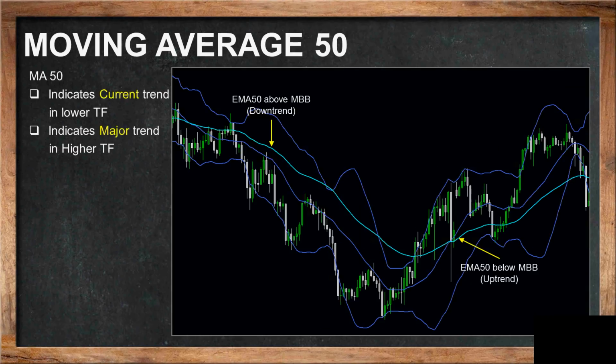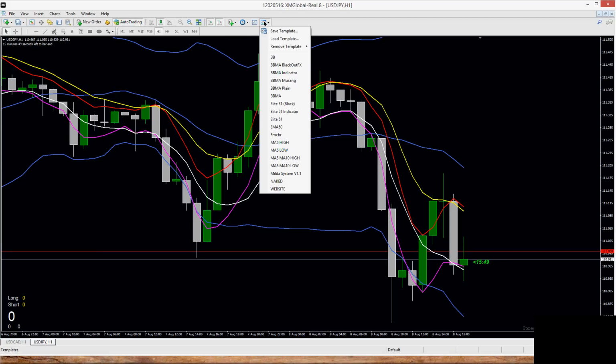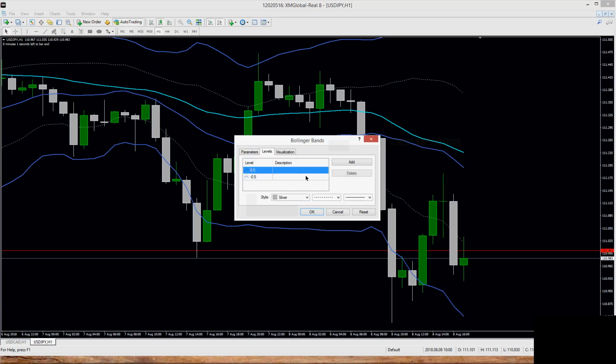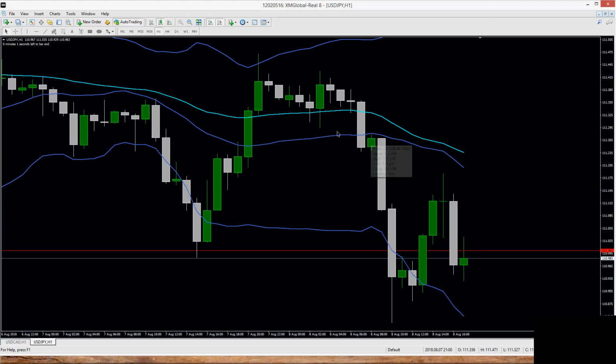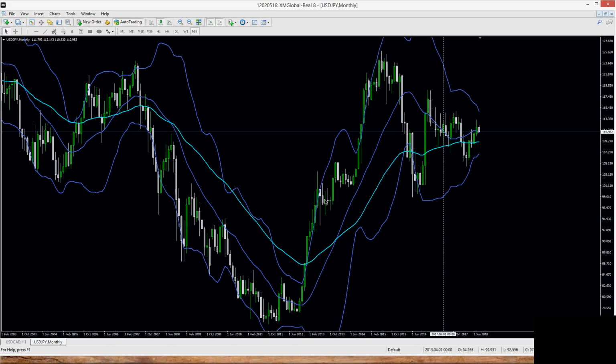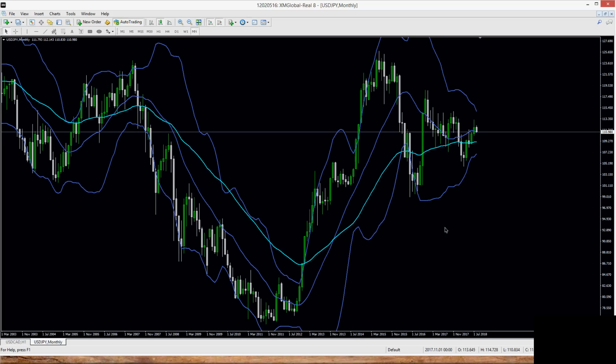So before we move on to that, let me just have a quick look. All right. Okay. So over here, let's just go to monthly first. All right. So on the monthly, it tells us that this is an uptrend market because the EMA 50 is below mid BB. All right.